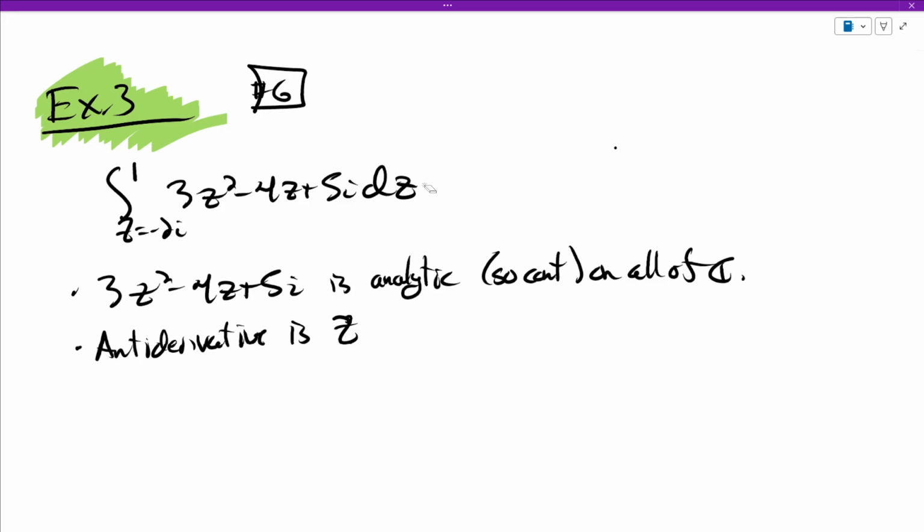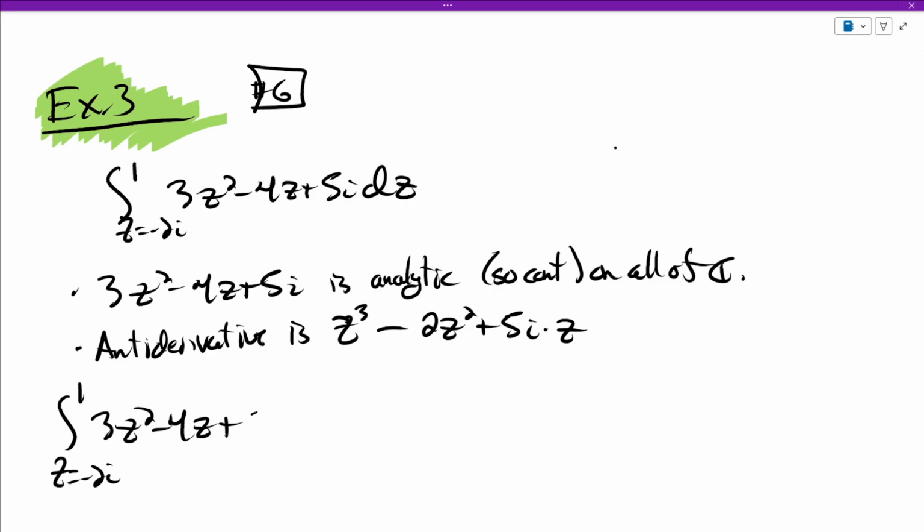Sorry, it looks like z times 3. Z cubed minus 2z squared plus 5iz. That's our antiderivative. And so we can use the fact that it has an antiderivative to compute this integral. So the integral from negative 2i to 1 of 3z squared minus 4z plus 5i dz is just take our antiderivative and evaluate at the endpoints.